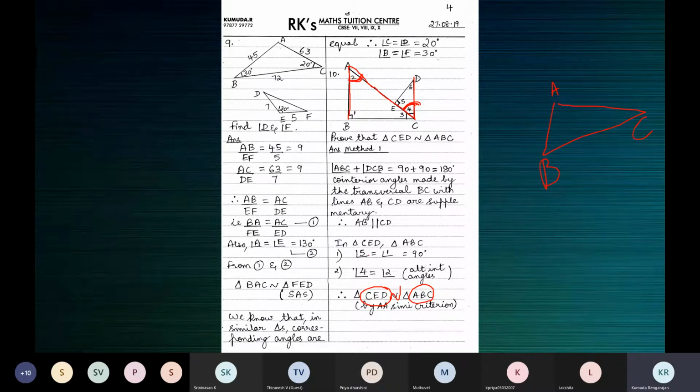So you'll have to match. So angle 5 goes with angle 1. So angle 5 is what in the small triangle?